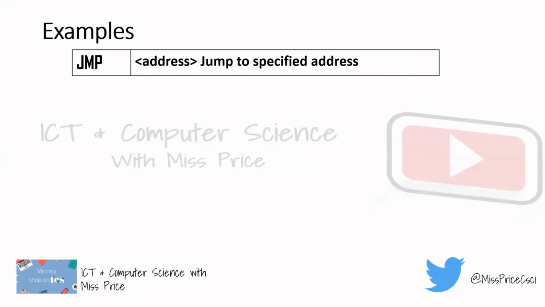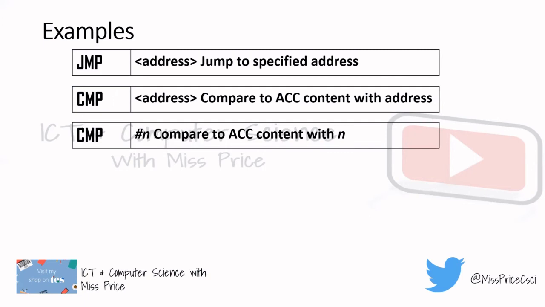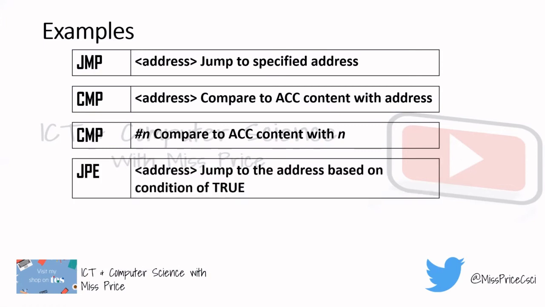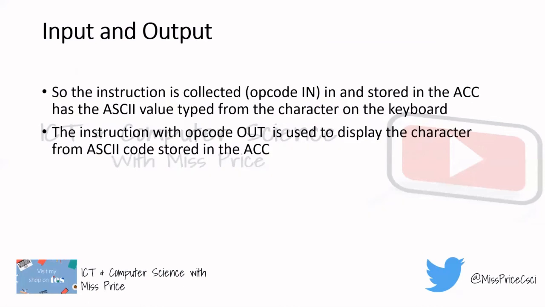Right, so this is an example of a jump. We've got the jump to the specified address. Then we compare the accumulator content with the address, and if the value is compared and the condition has been met, then it can go. So the JPE is the jump to the address based on a condition, if true. So jump to the specified address, compare it. Is there a condition? If the condition's met, then it can go. Basically, it can't jump if the condition is false.